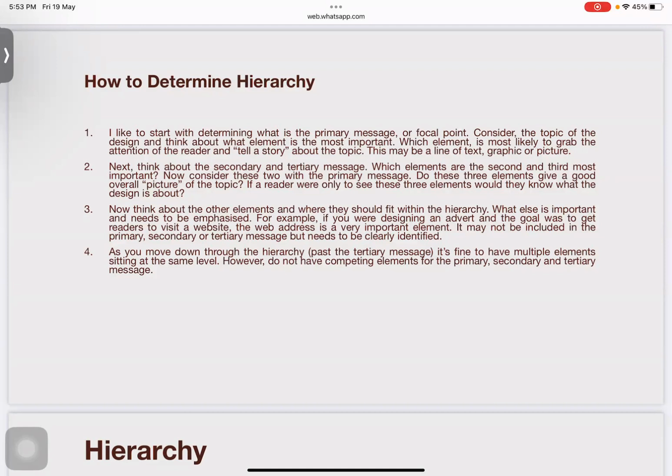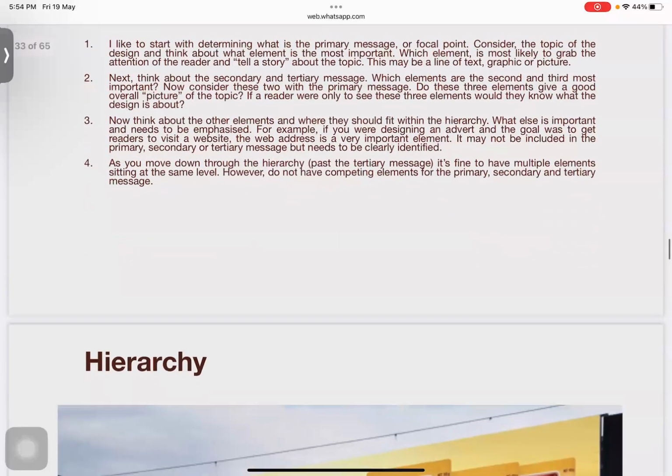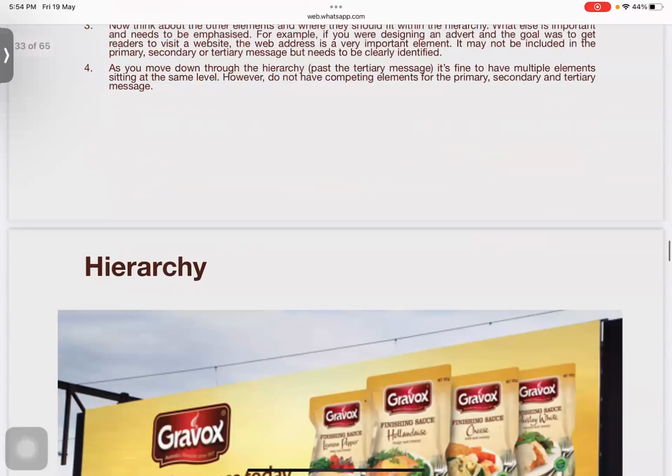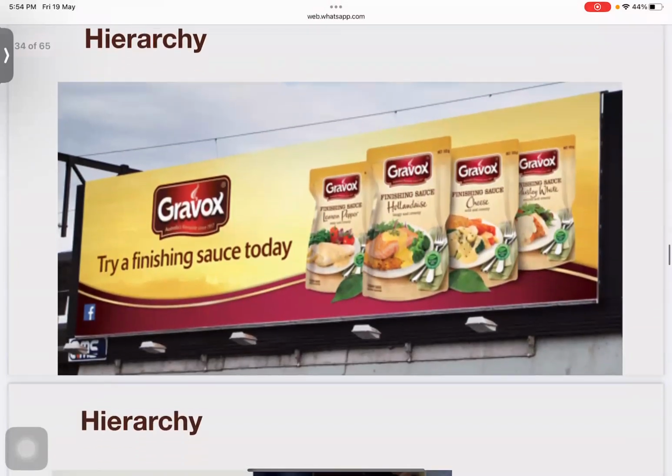Next, what about the secondary or the tertiary message? Which elements are the second and third most important? Now consider these two with the primary message. Do these elements give a good overall picture of the topic? If a reader were only to see these elements, would they know what the design is about? That is good. So these are how to determine hierarchy and what the process is. What I have just explained about architectural planning and building a structure is the same kind of thing that has been told over here.